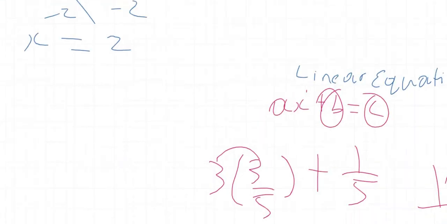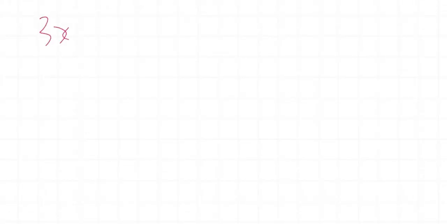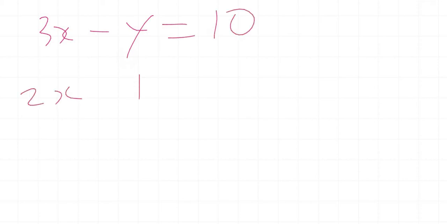Let's do another one, a much simpler one than this. Say we have 3x minus y is equal to 10, and 2x plus y is equal to 5. This time I want to get rid of the y's first, so I will use the coefficients of the y's. What are the coefficients of the y's? If you look at it carefully, one is negative 1 and the other is positive 1.